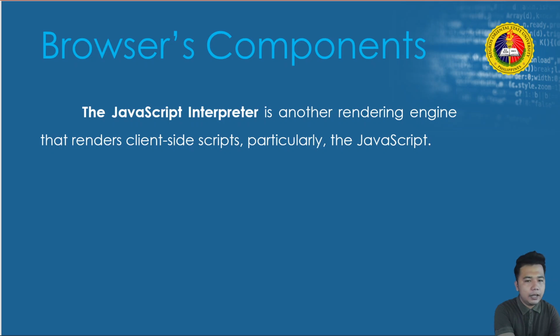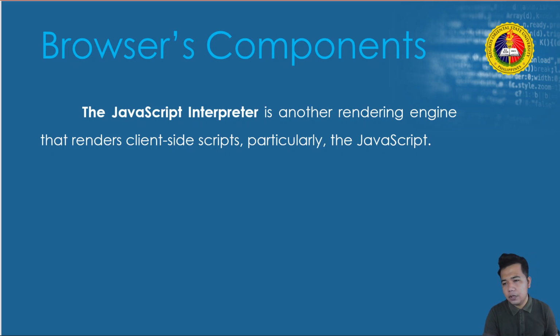The next and the last component of a browser is what we call the JavaScript interpreter. As the term suggests, it renders JavaScript. Now, if you don't know what JavaScript is, it is a programming language specifically for making dynamic web content. While HTML, CSS, and other client-side scripts will be rendered using the rendering engine, web browsers have a separate interpreter for JavaScript. Okay, so that is all about the web browser.